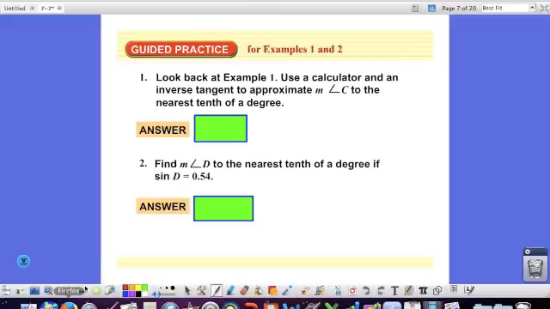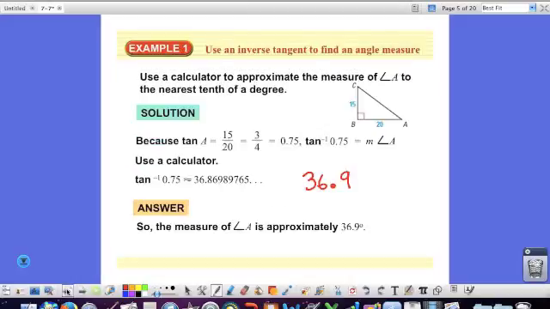So if I go back to example 1, use a calculator and find the inverse tangent to approximate the measure of angle C to the nearest degree. So if I go back to number 1, I want to find the measure of angle C. So I can use the tangent ratio again and do opposite over adjacent. So 20 divided by 15 is 1.3 bar repeating.